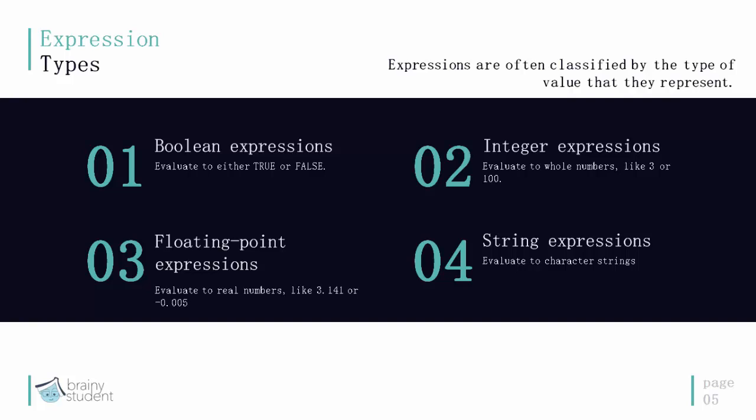Then we have string expression. A string expression evaluates to a character string. As we know, a collection of characters is nothing but a string. So a string expression evaluates to character strings. Suppose I want to print hello or the name of any person or any string, any collection of characters. For that, I have to use a string expression. So these are the four basic types of expression: Boolean expression, integer expression, floating point expression, and string expression.